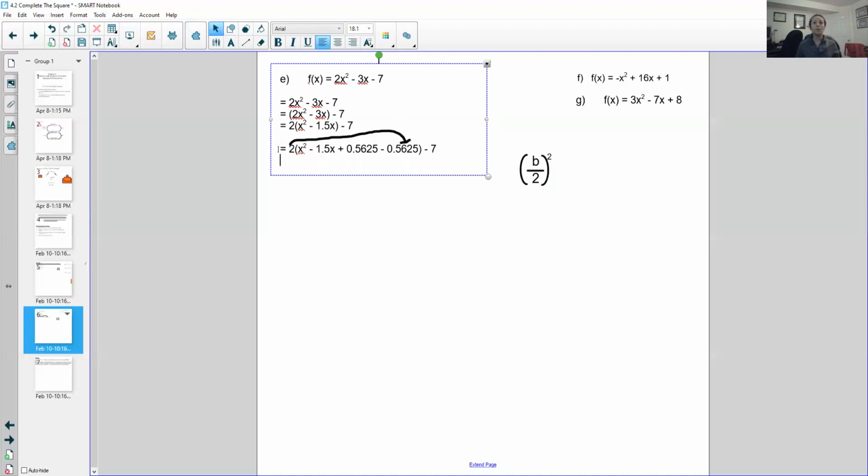For the first few times that you do these questions, rewatch the video and go step by step. So I'm going to take this negative 0.5625 out of the brackets, and when I do, I'm going to multiply it by 2, and I should get negative 1.125. This part here is the one that I want to make my perfect square trinomial.